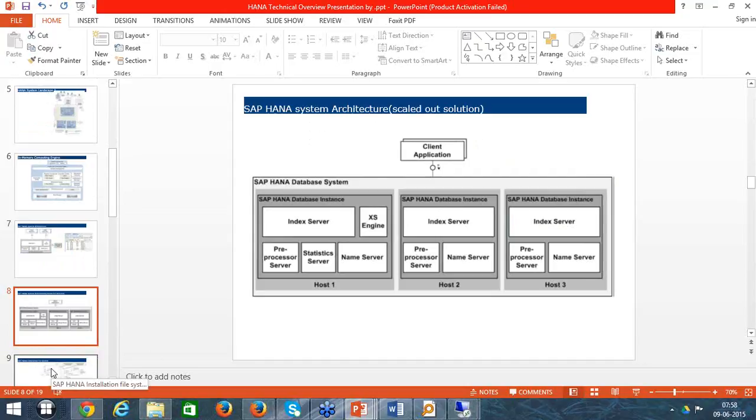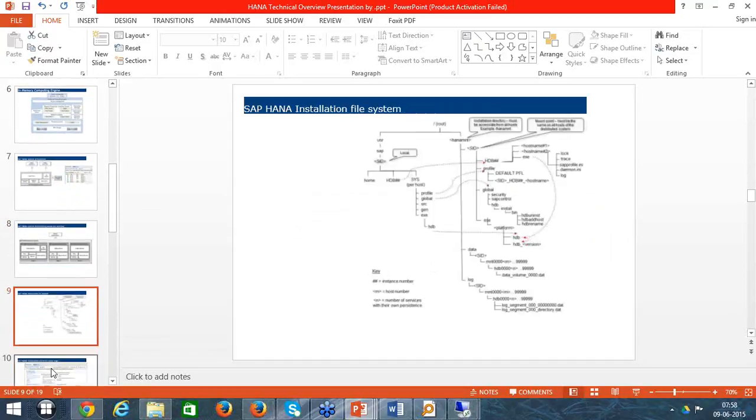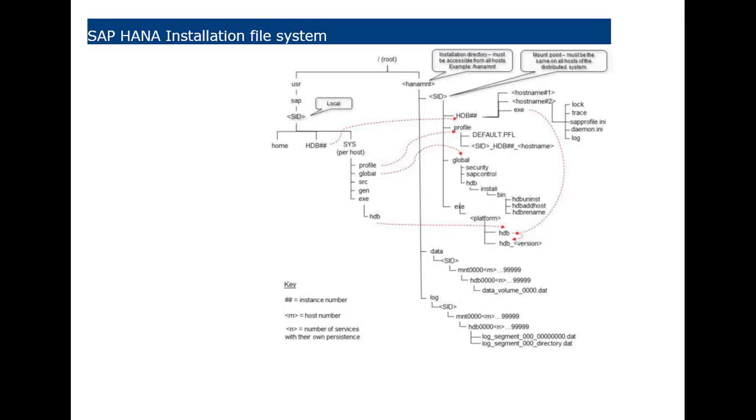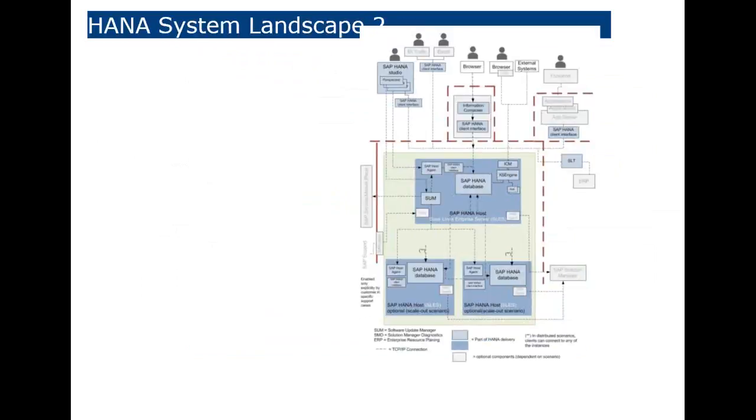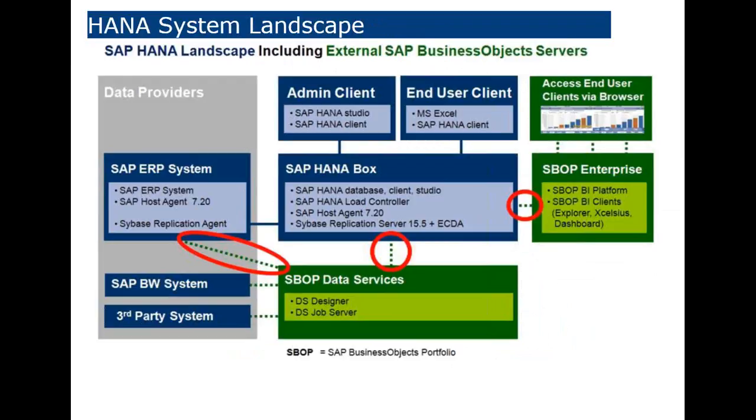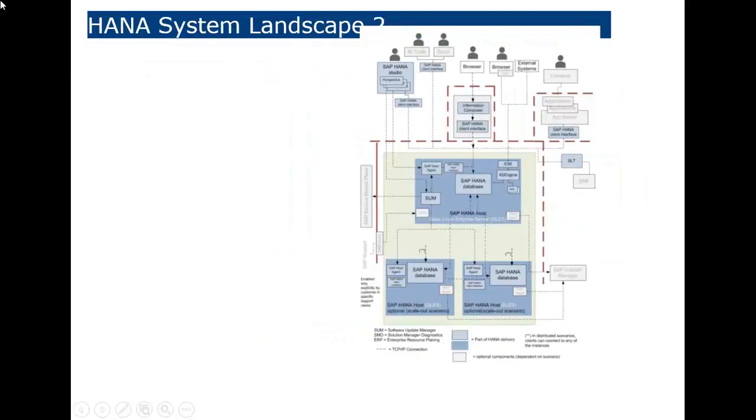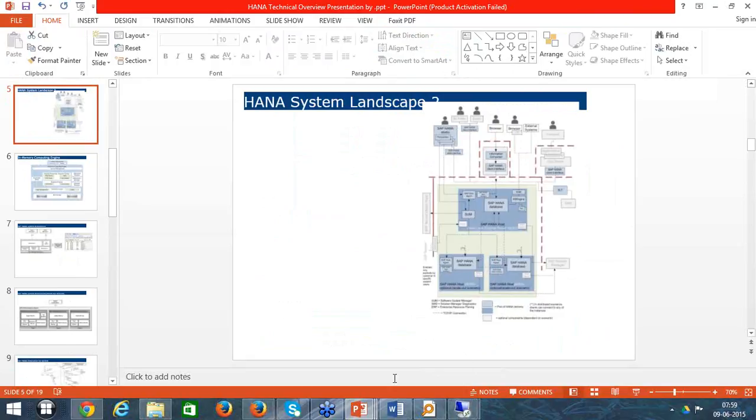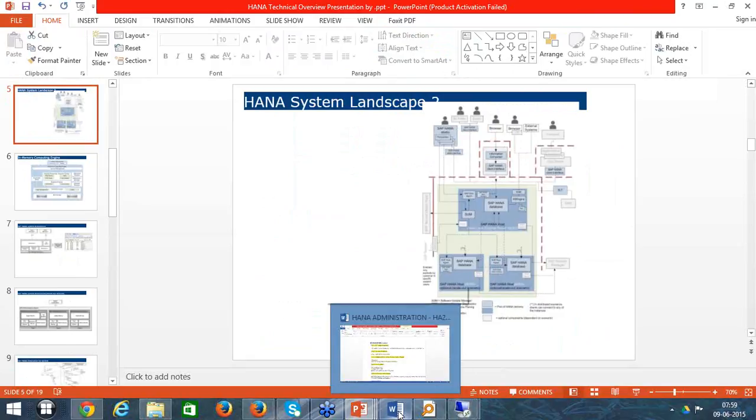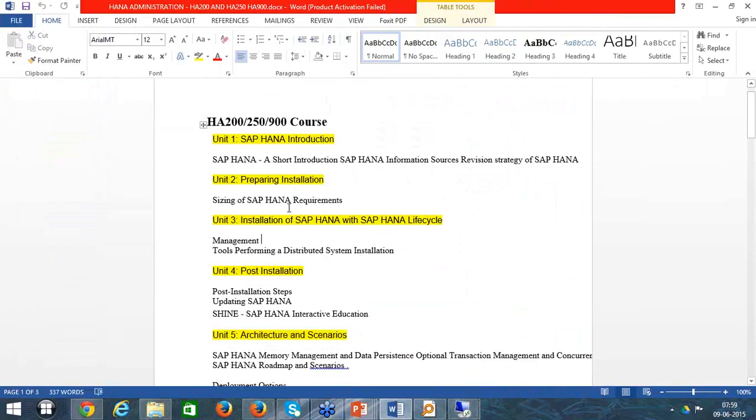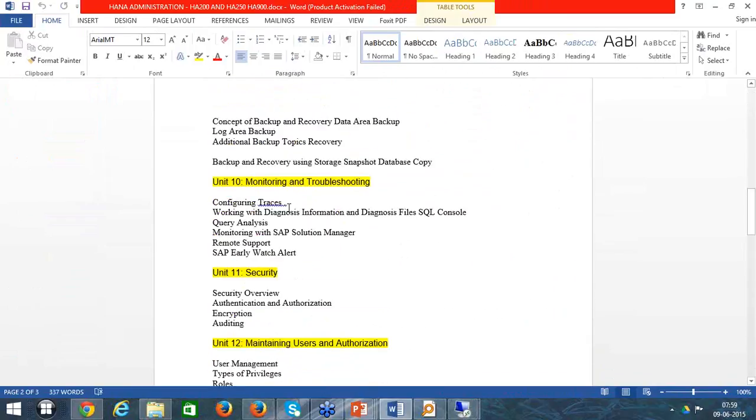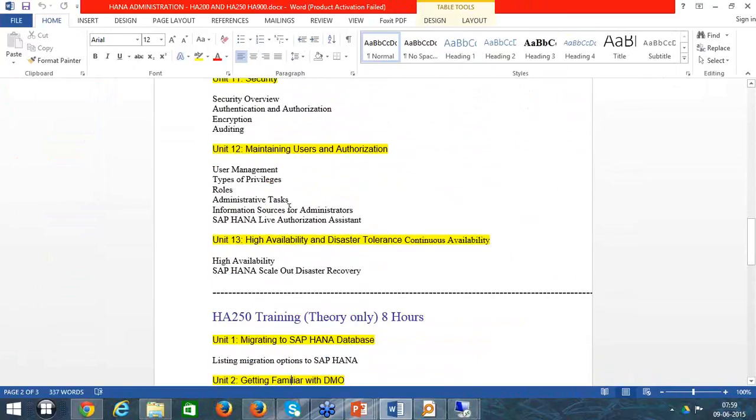This is about the scale-out solution which I was talking about, and the installation file structure of SAP HANA. These are all the various topics. If we keep on discussing in one session, it is very difficult to brief the entire SAP HANA. So as part of the sessions, we'll be discussing HA200, HA250, and HA900, which cover the entire administration concepts of SAP HANA. That's our course's main agenda.